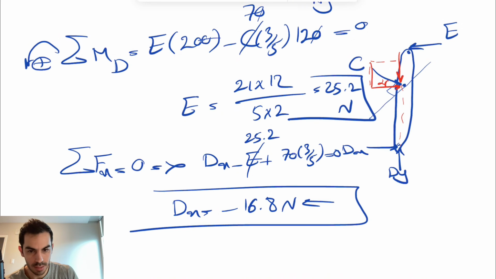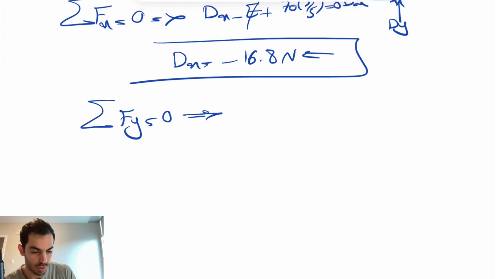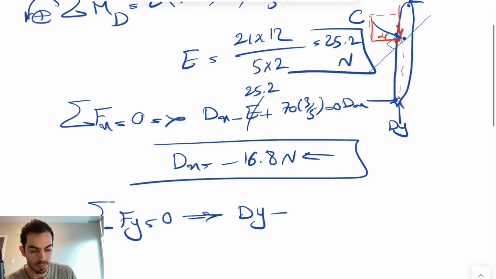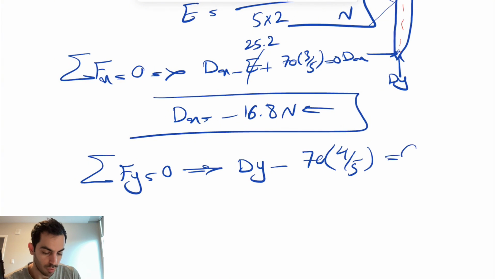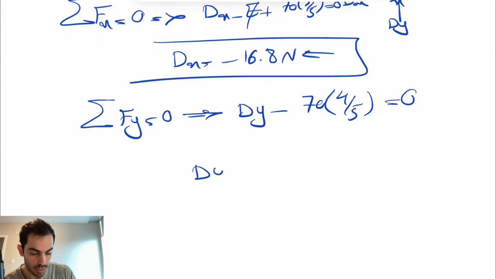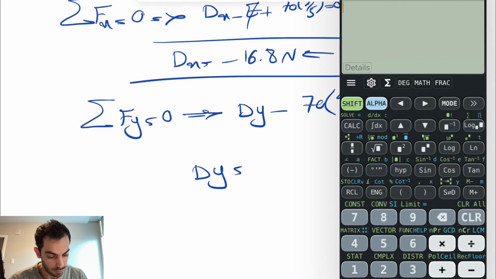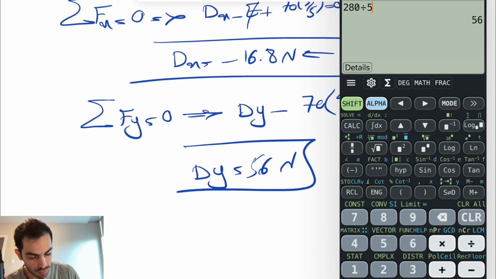So we found dx, and the last thing is the sum of all forces in the y direction equals 0. So we're going to have dy, and the y component of C, which is 70. This time it will be 4 divided by 5, and this will be equal to 0, and we can figure out dy. It seems that the direction of dy is correct. So 280 divided by 5, this is going to give us 56 newtons.